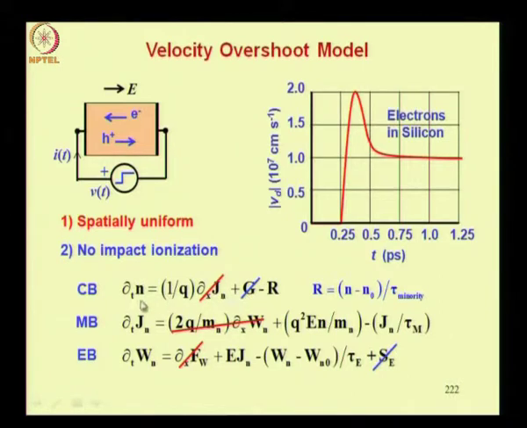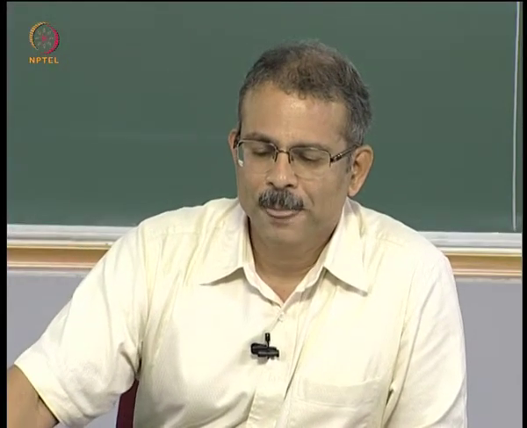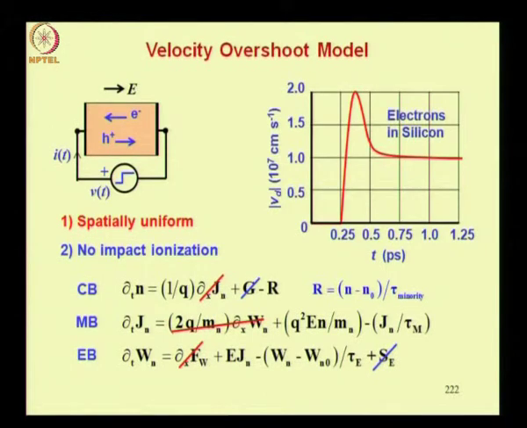Now we can show that the consequence of this relation, ∂n/∂t equal to minus r, is that the r should also be 0. Now why? This is because, at the instant when the electric field is just stepped, so you take the initial condition at this point, there is no excess generation, so there is no excess recombination either, so your n is equal to n naught.